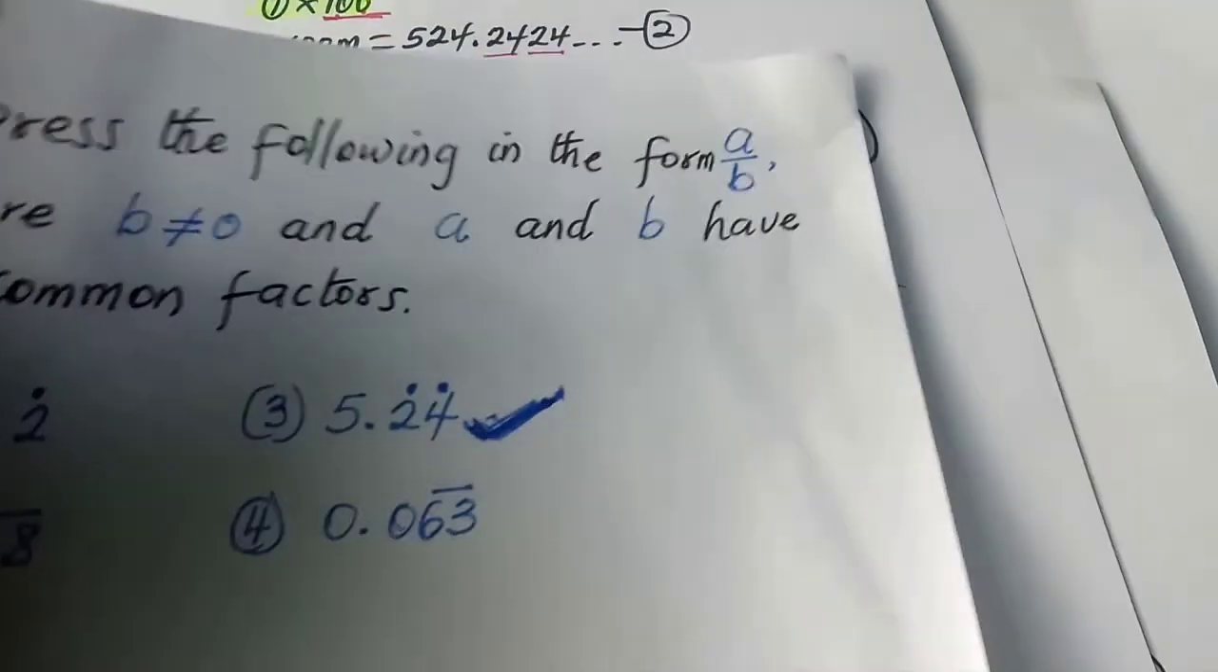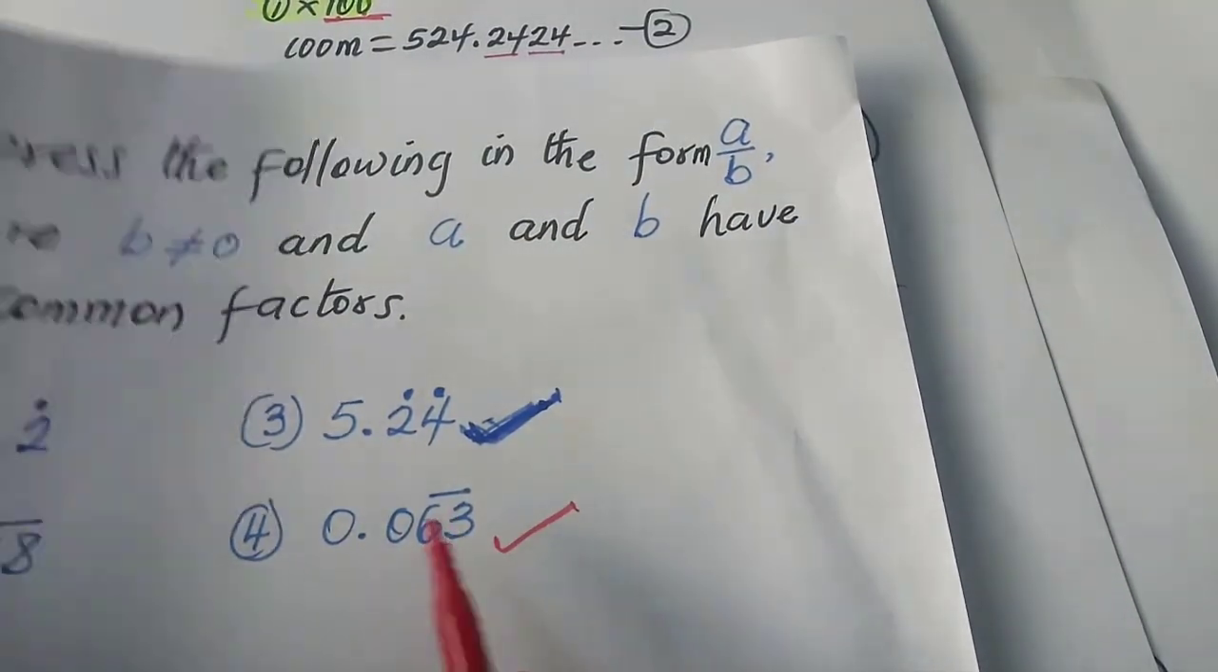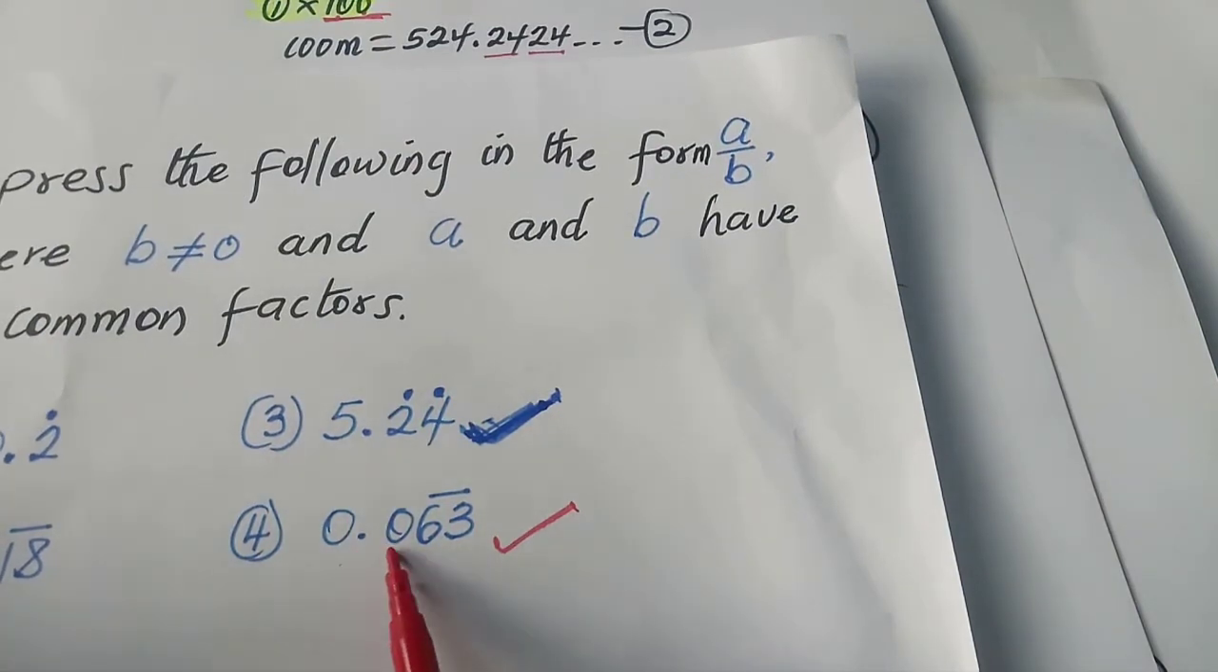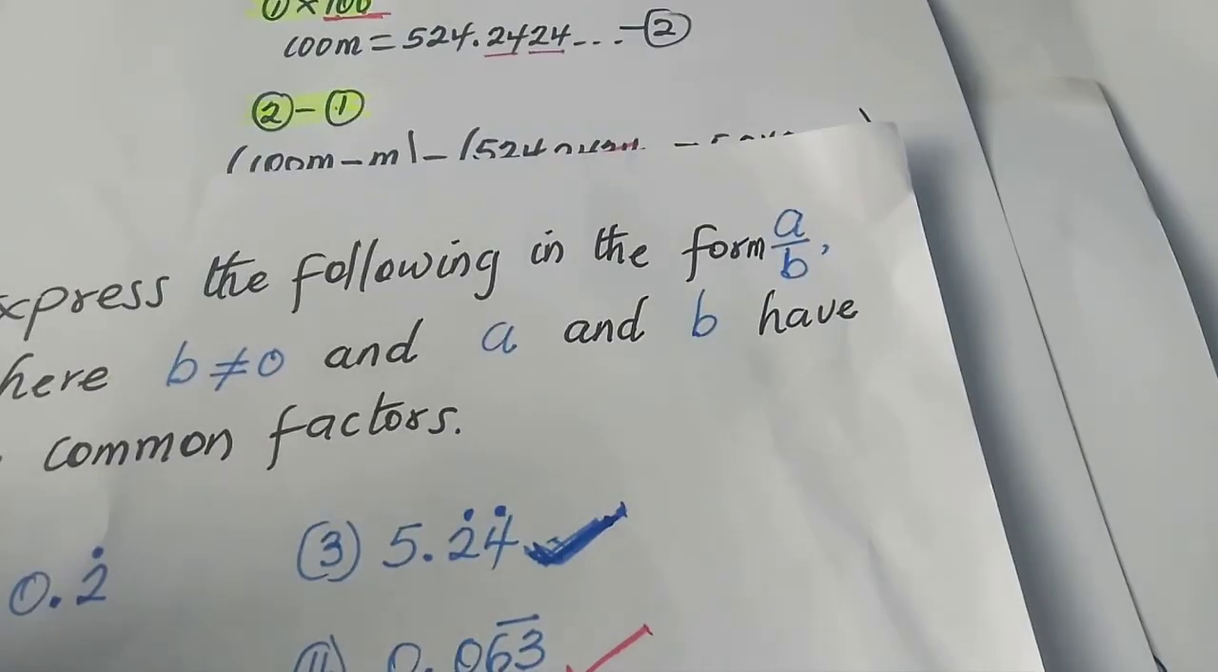All right, let's look at the last one. There was something I need to talk about over here. The last one. You realize that the value is 0.063 with a 63 recurring. There is a zero in front of the 63. It's not part of the digits that are recurring. So let's look at how we go about that.